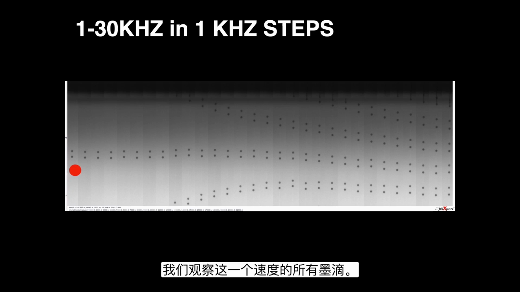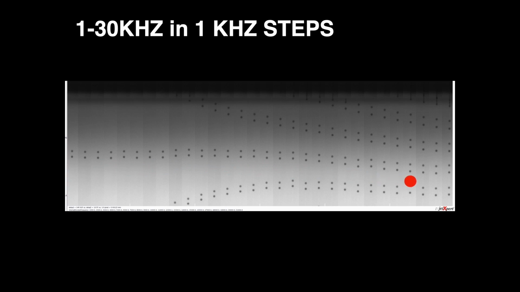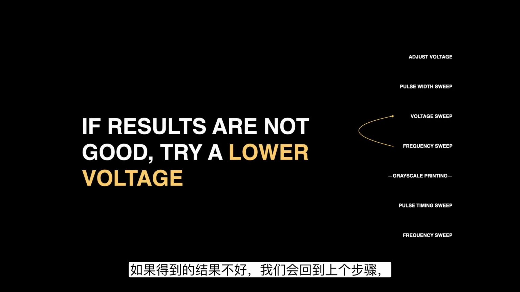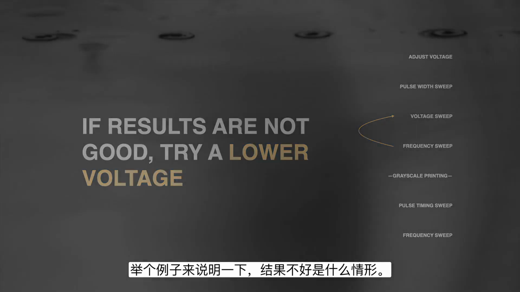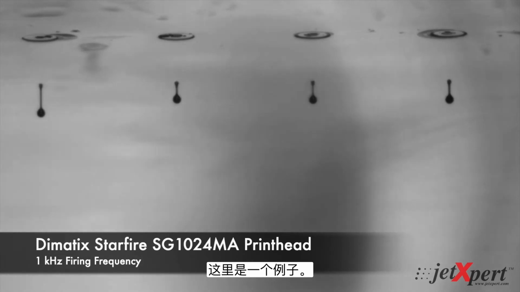So we're looking at the velocity of this drop over time, whether there are any satellites, whether the jetting gets out of control or the nozzle stops firing. In this case, it looks pretty good. If the results were not good, we would go back a step and try a little bit lower voltage. To give an example of what the results not being good looks like, here's an example.